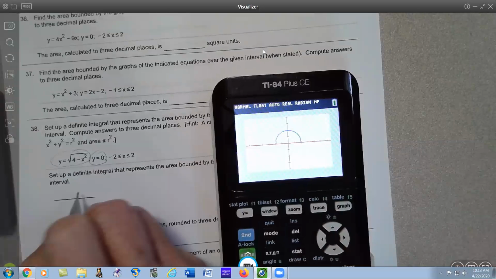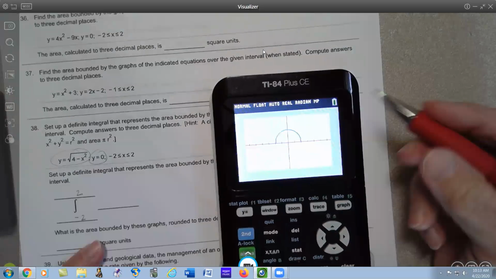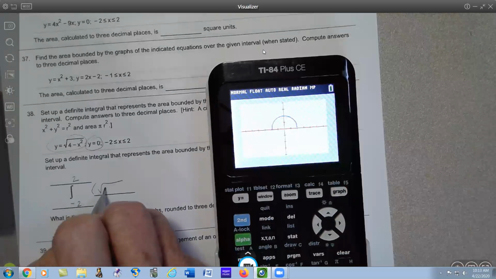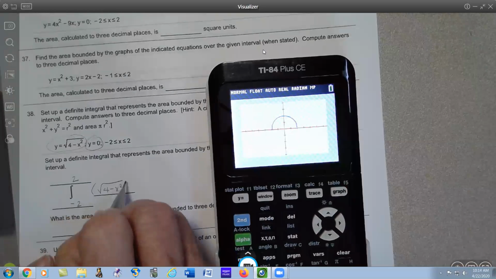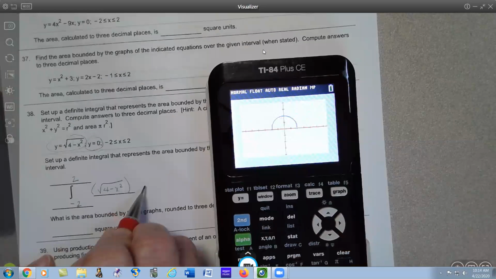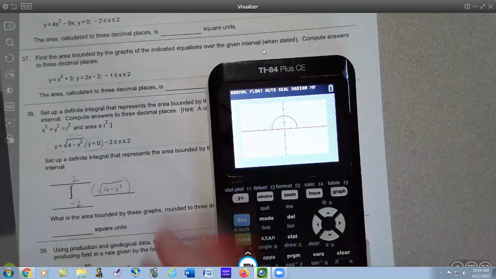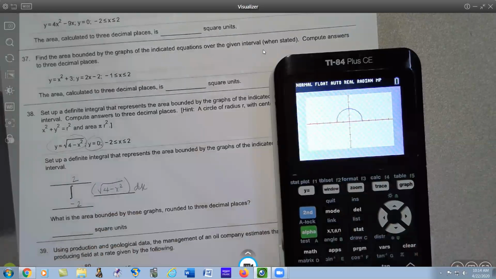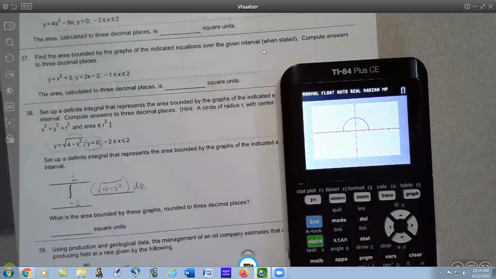I'm going to do top curve minus my bottom curve, but my bottom curve would be 0. So I don't need to put that. And then I'm going to have dx. So would the setup be okay?